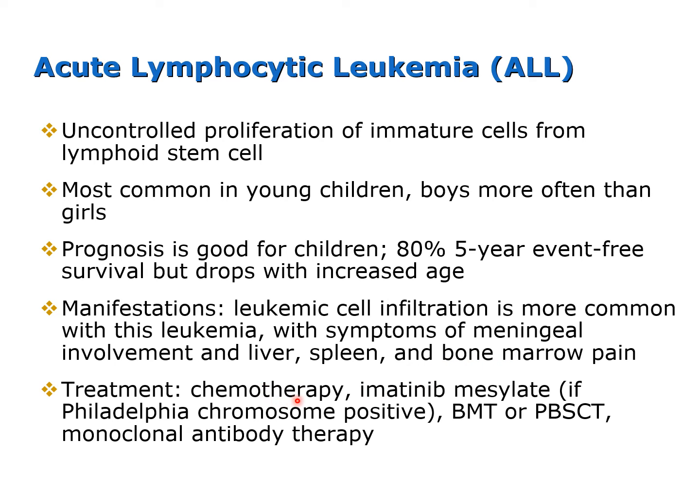So some of your treatments, once again, same thing: chemotherapy, and I'm going to highlight once again BMT or PBSCT. There's this thing known as monoclonal antibody therapy. This is a type of immunotherapy that empowers the body's immune system to attack the cancer cells. They make it up in a lab, and they specifically want it to target any antigens in your body, any foreign substances. So it's going after your cancer cells.